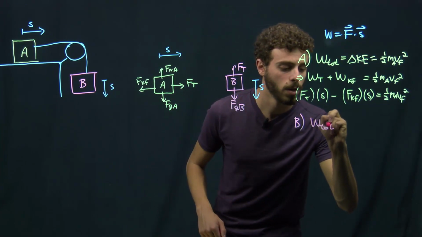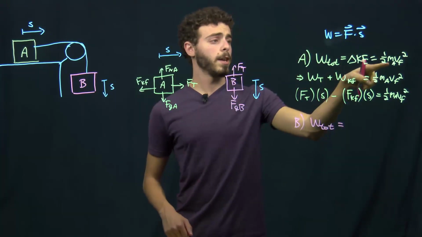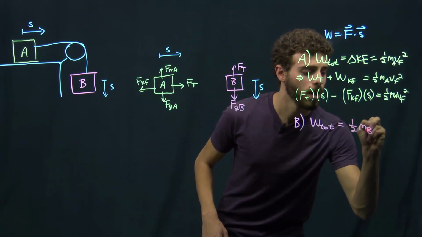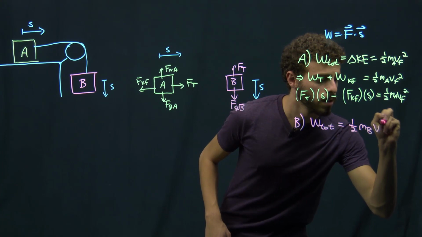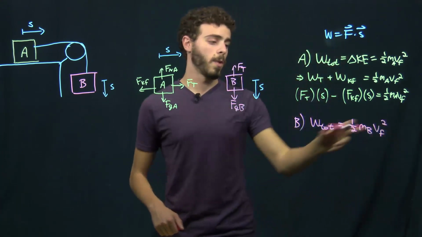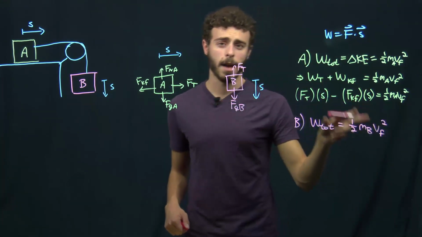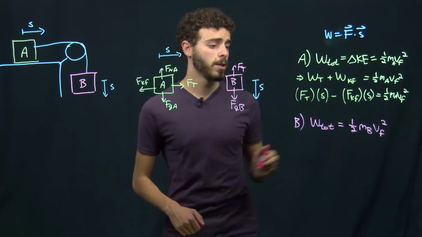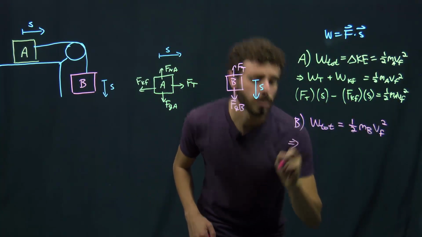Total work should be equal to the change in kinetic energy, and that's basically saying it should be equal to 1/2 times the mass of block B times the final velocity squared. The initial kinetic energy of block B was 0 as well. So this is still true, just like the top equation. And so again, let's look down here.